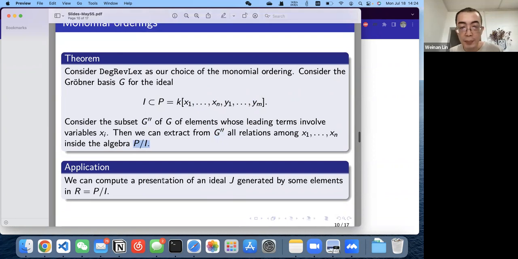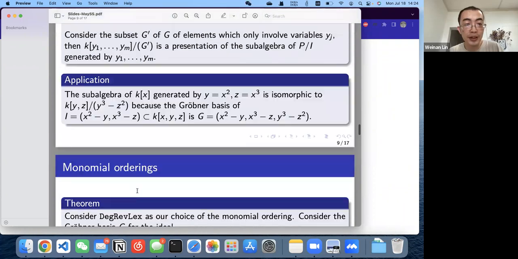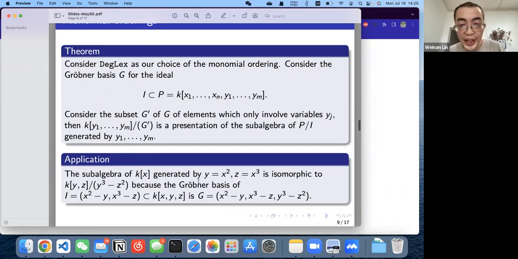That we can compute a presentation of an ideal J generated by some elements in R equal to P over I. So, you can compute things like the annihilator of an element. For example, if there's an element in this R and you want to understand the ideal that annihilates that element. So if you have an element x, you want to understand all y such that x times y is zero. All those y form an ideal. And by this theorem, you can obtain a presentation for such an ideal. For example, you can obtain a minimal generating set for that. So it's useful. The two theorems are both useful, one for computing the presentation of a subalgebra, one for ideals.